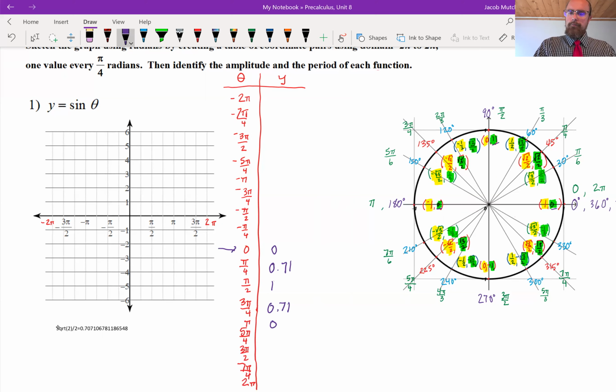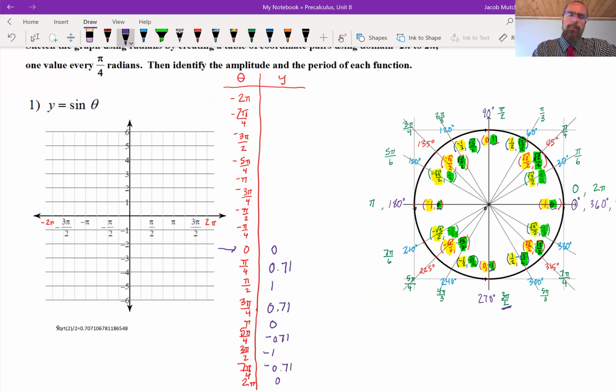5 pi over 4 is negative square root of 2 over 2. That's negative 0.71. And you can start to see a pattern now. 3 pi over 2, that's this lower 90, has a value of negative 1. So now I'm going to start to predict. I believe the next should be negative 0.71, and then 2 pi should be 0. And I can use this same pattern once I've caught the pattern just to create my negative values.